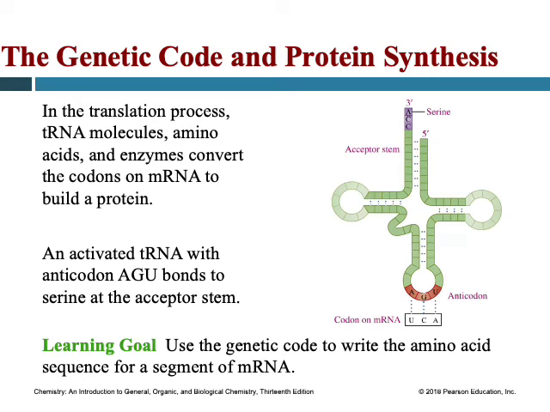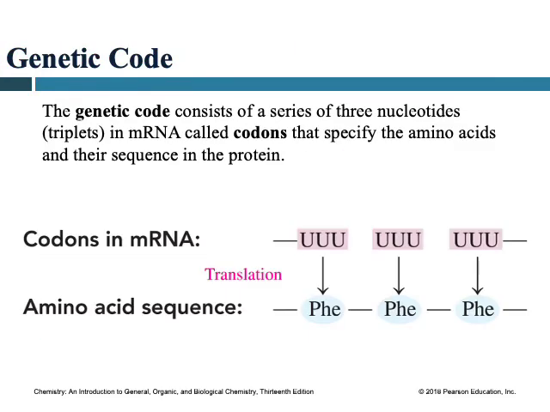Now we're going to talk about the genetic code, and we'll see what the genetic code is and how it helps in the protein synthesis mechanism. What is genetic code? Genetic code consists of a series of 3 nucleotides or 3 bases in an mRNA molecule called codons. Genetic code is the series of 3 bases in mRNA called a codon that specifies the amino acid in the sequence of the protein.